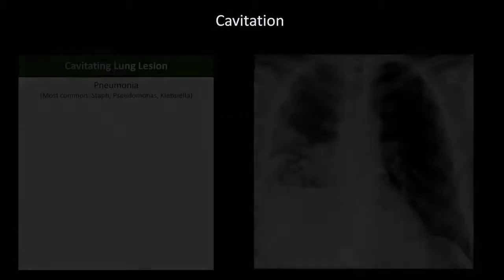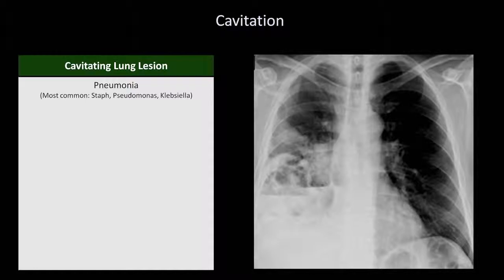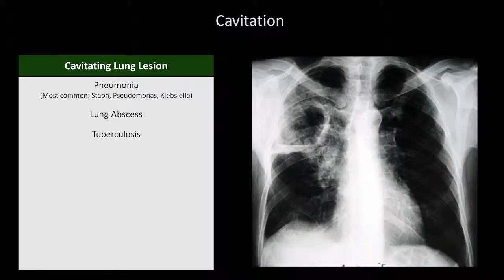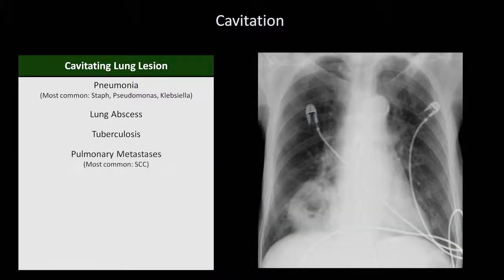The final topic in this video is cavitation. There are many etiologies of a cavitating lung lesion. Pneumonia, most commonly staph, Pseudomonas, or Klebsiella. In this case, the patient has a necrotizing right lower lobe pneumonia due to aspiration. Lung abscess, which is sort of a special and extreme case of cavitary pneumonia. Tuberculosis, one of the most common causes of lung cavitation worldwide. Pulmonary metastases, of which squamous cell carcinoma is the most common to do this.